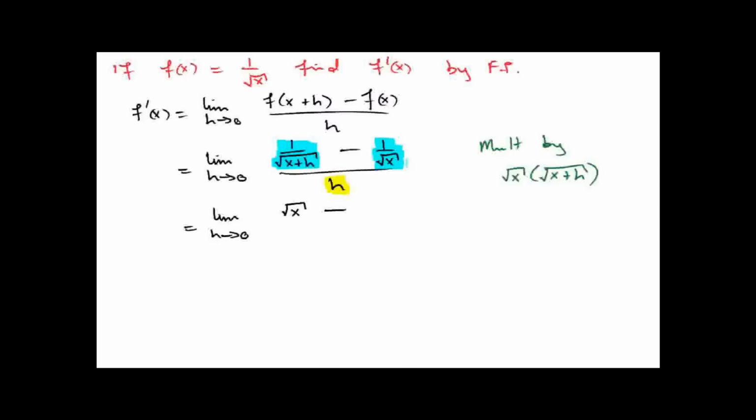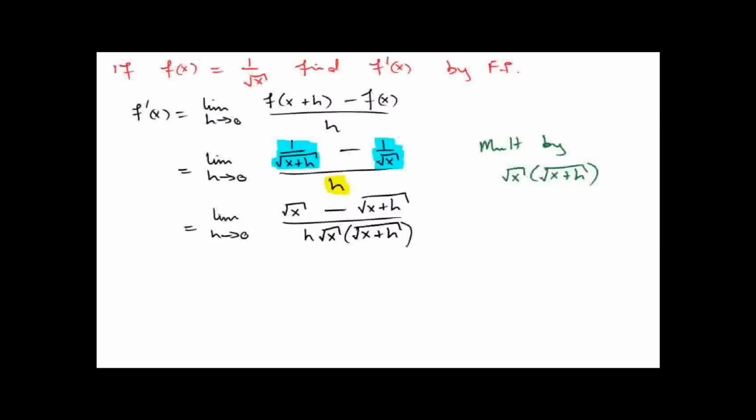What's going to happen when I multiply 1 over root x by root x and root x plus h? I'm left with root x plus h. And then if I multiply the top, I also have to multiply the bottom. People very often forget that. So h root x multiplied by root x plus h. Is that okay? So we've used our rational functions trick, haven't we? Multiplying top and bottom by the least common multiple.